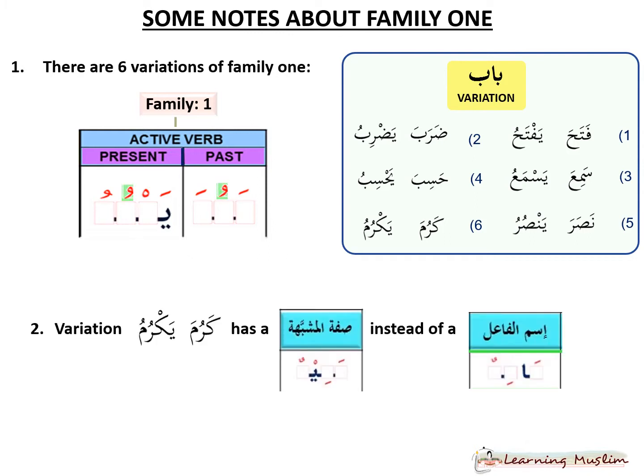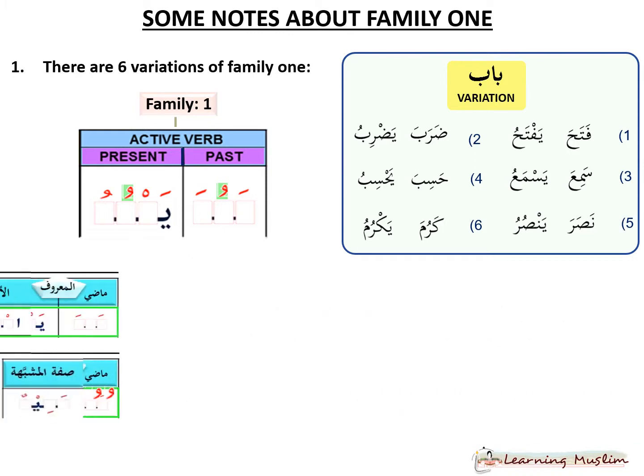The second note is that variation karuma yakrumu, which is a rare variation of family 1, has, instead of an ismul fa'il, a sifa mushabba, which is of the form fa'il. So words like kareem, rahim, sami', those are the sifa mushabba for bab karuma yakrumu instead of having an ismul fa'il. The second thing about karuma yakrumu is that it has no passive verb and no passive noun patterns.